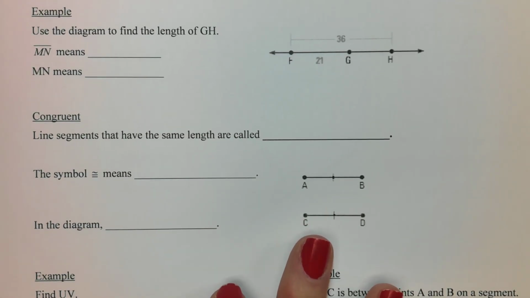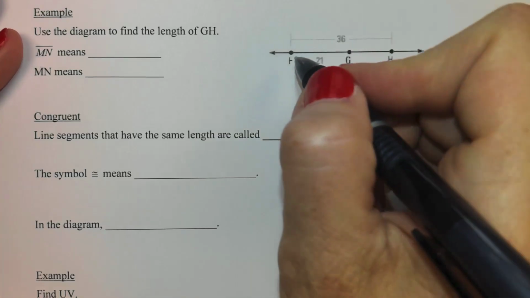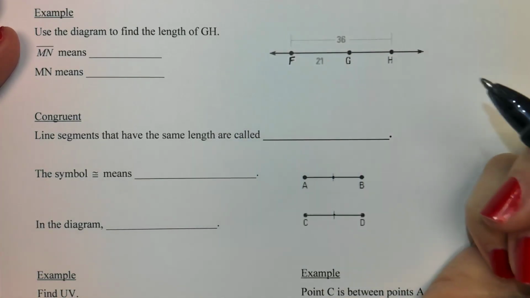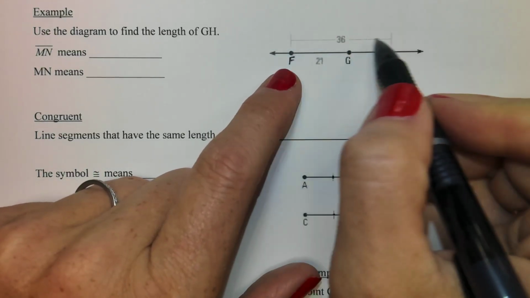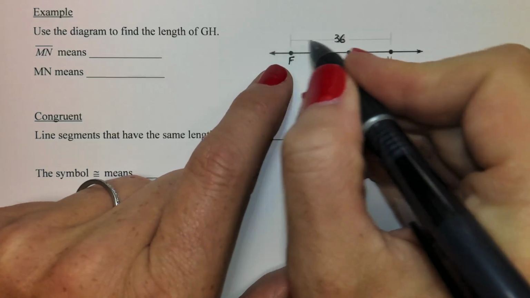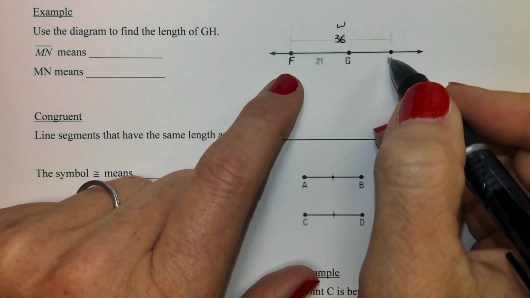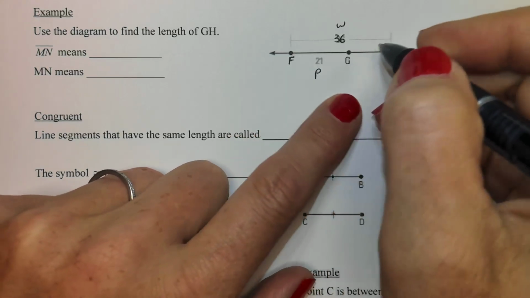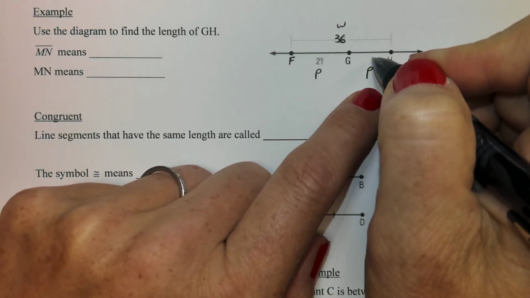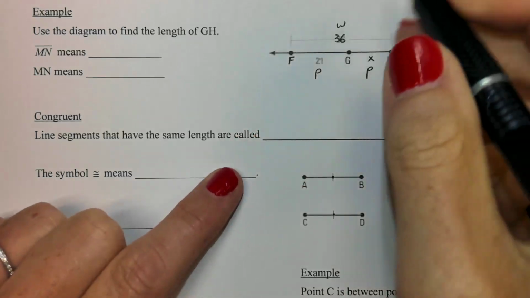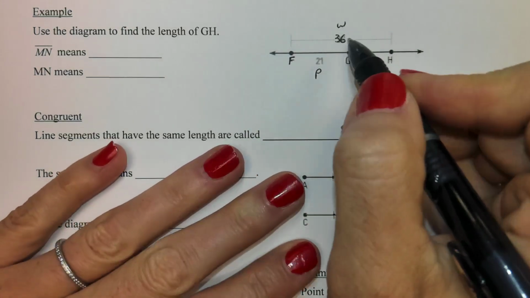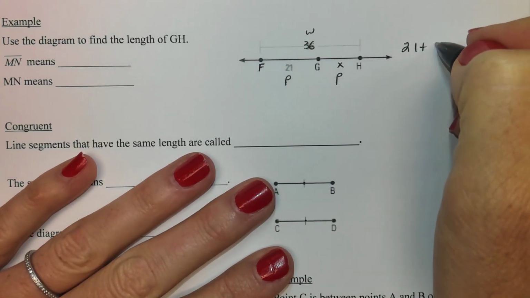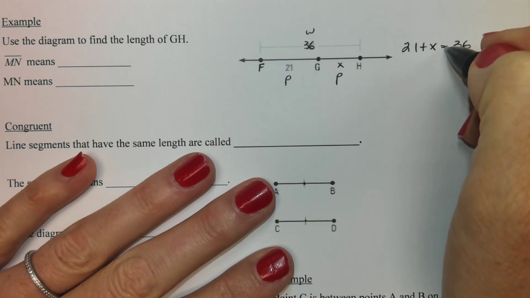So in the diagram, find the length of GH. This is an F, by the way. Hopefully it looks right on yours. So F to H is 36. The whole thing is 36. 21 is for this part, and we're looking for this part. So we're going to put an X there. So it is part plus part equals the whole thing. 21 plus the X equals 36.